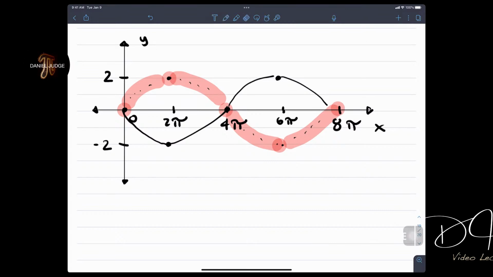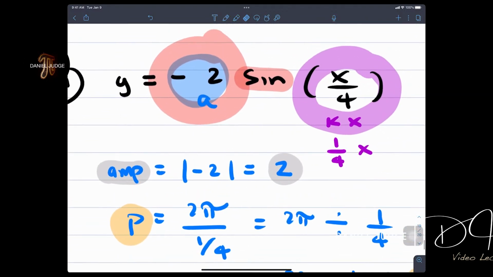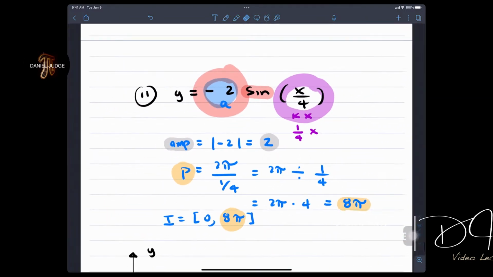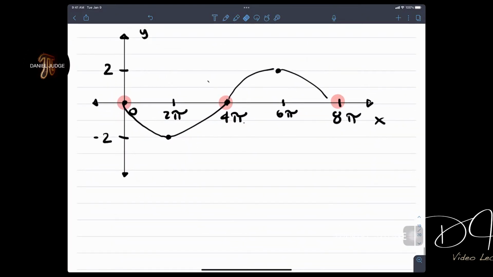So here's the curve that we want to draw. So we can remove the reference in red. That's the sine curve. But we need to reflect it about the x-axis because this a value is negative. Okay? All right. Good job. Now, let's answer the questions.